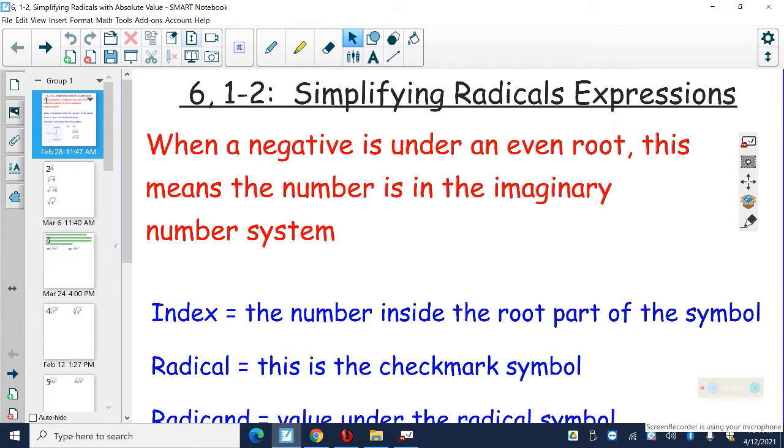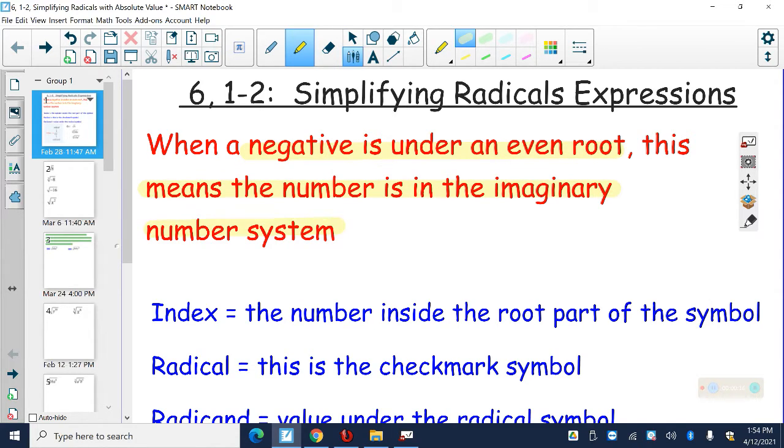Okay, here we go. Today we are doing 6-1 and 2. Yesterday we did exponent review. Today we're going to be talking about radicals and simplifying radicals. Okay? When a negative is under an even root, this means the number is in the imaginary number system. And we talked about that. What do I mean by that?